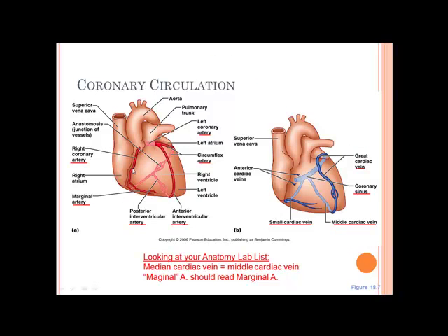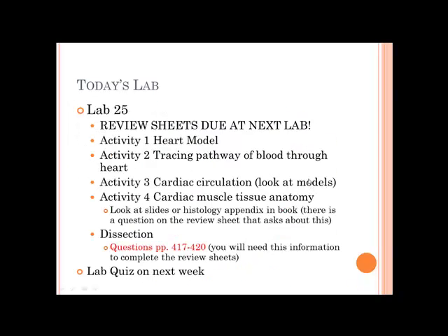Alright, coronary artery, right coronary, left coronary, which is hidden by the pulmonary trunk, splits into anterior interventricular and circumflex. Here's my coronary sinus. Alright, great cardiac vein. Middle cardiac vein is on the posterior aspect of the heart.